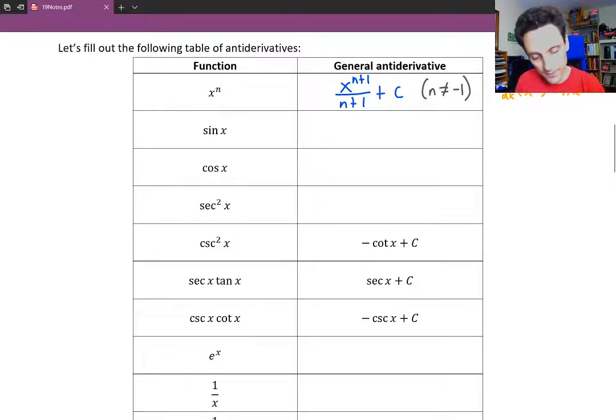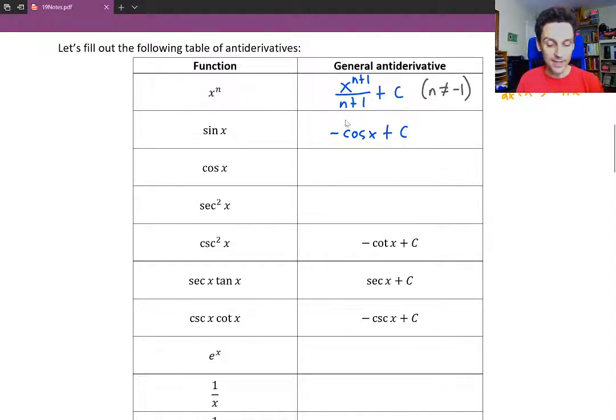What about the most general antiderivative for sine x? What would that be? If you said negative cosine x, that would be correct. Well, plus c, to make it general. Let's check. If we take the derivative of negative cosine x, does that get you back to sine x? Yes, because there's an extra negative that pops out when you take the derivative of cosine x. The derivative of cosine x is negative sine x, so that negative and this negative make positive sine x.